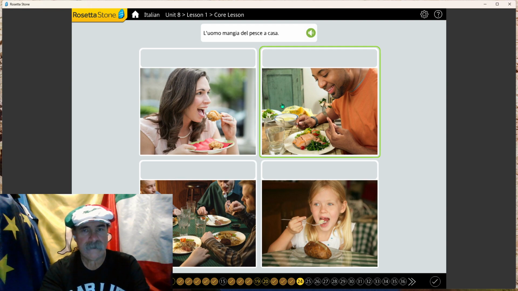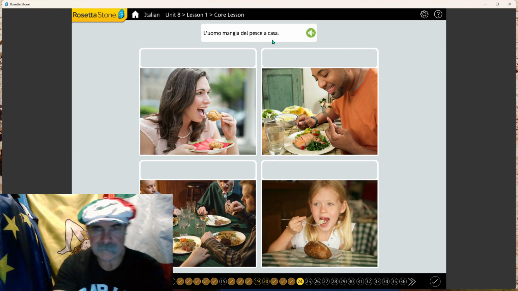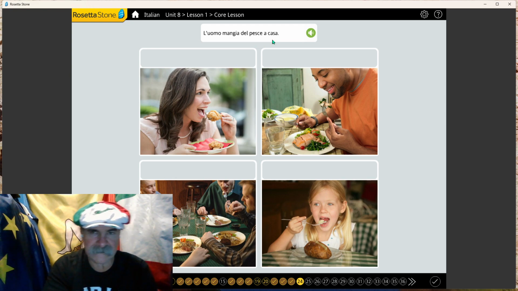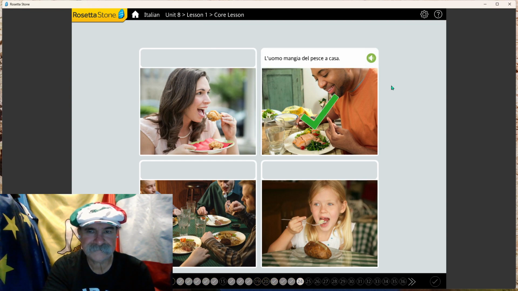A casa. And I always want to say S instead of making the Z sound. Casa. I want to say casa instead of casa. And it doesn't matter how often I try, I always have to correct myself because I screw it up the first time. L'uomo mangia del pesce a casa.